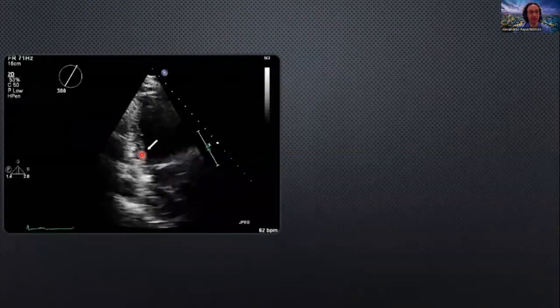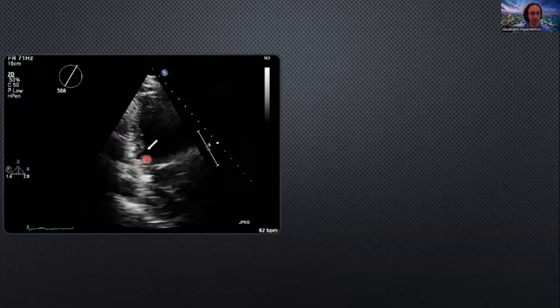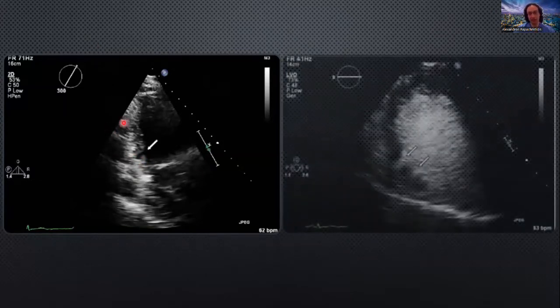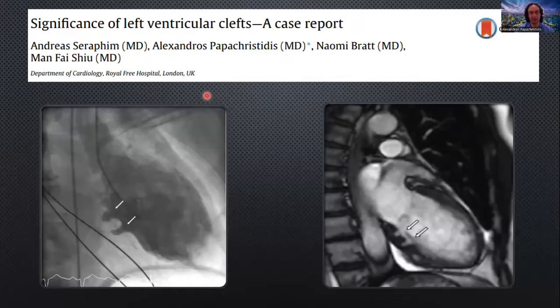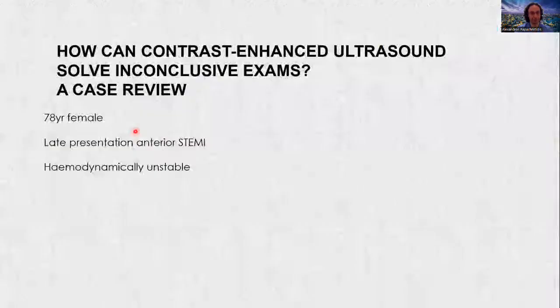Another interesting case: a patient presented with cardiac arrest. And with the contrast, we saw this thing here. Sorry, I don't have any images for this one, just the starting pictures. We published that with my colleague at the hospital. It looked like a cleft, so we decided to do a contrast echo. And actually, there are two clefts. There was very good correlation with the LV gram and the MRI as well. So these are two left ventricular clefts, which have some clinical significance, some phenotypes being related to hypertrophic cardiomyopathy.